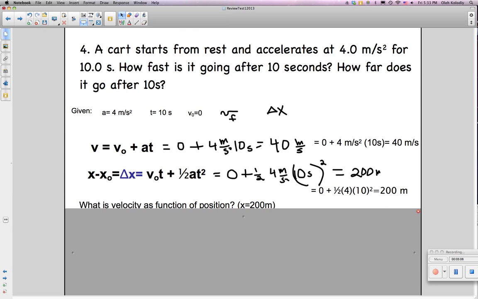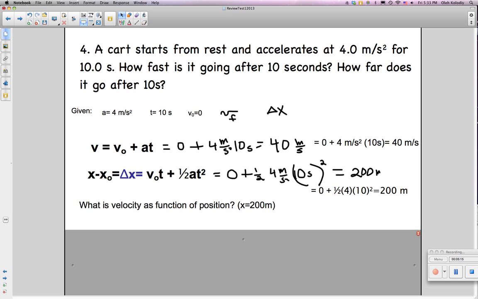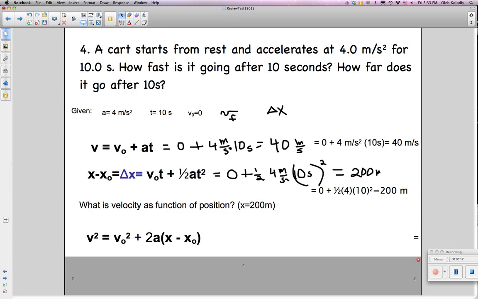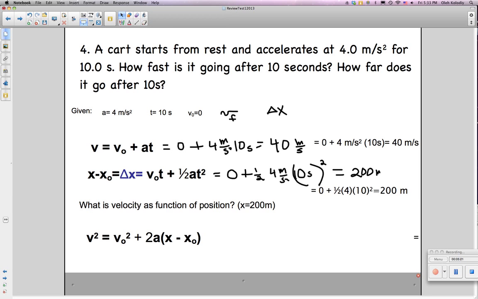What is the velocity as a function of position? In other words, how fast will it be going at 200 meters? Well, we can use that equation also, and that will give us actually the same number as we got before using the first equation. We could have used this equation also. v final squared equals v initial squared plus 2a times delta x, which is 1600 meters squared per second squared. That's v squared, and take the square root of that, gives you 40 meters per second.